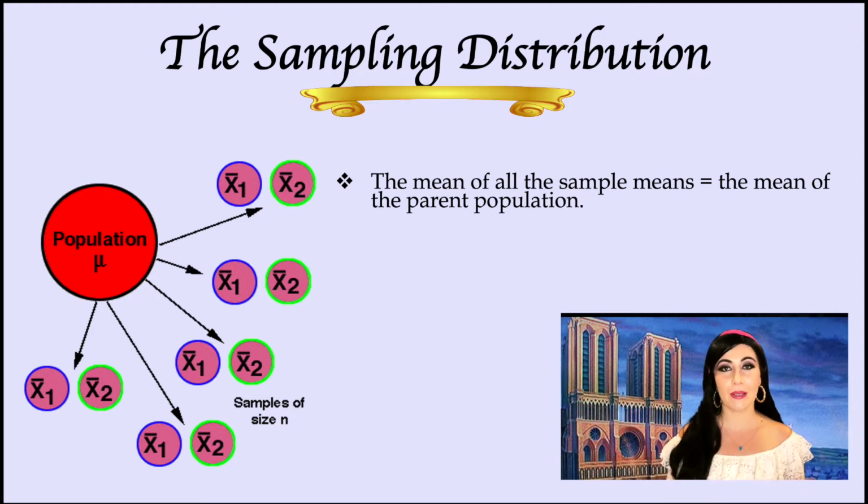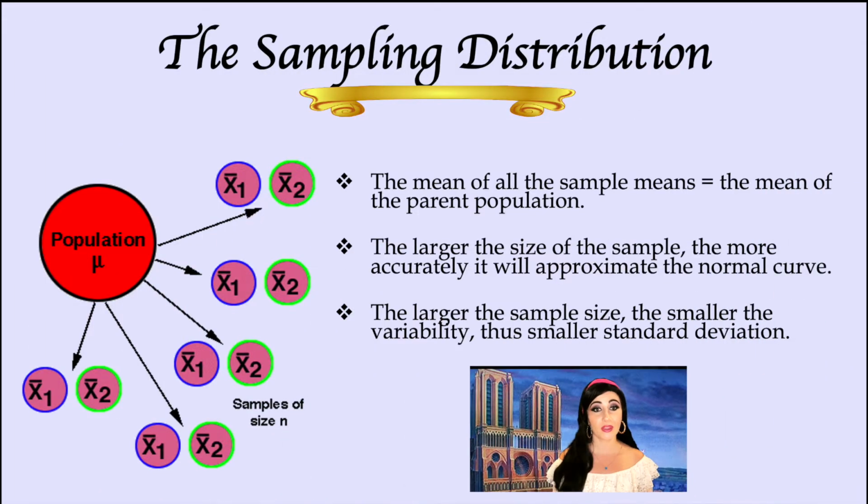And ultimately, by taking several consecutive samples from the same population, we will arrive at the mean of that parent population. So the larger the size of the sample, the more accurately it will approximate the normal curve. Also, the larger the sample size, the smaller the variability and the smaller the standard deviation.